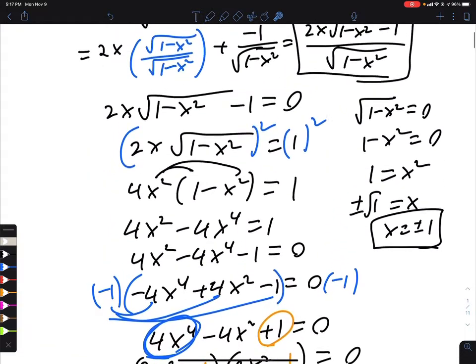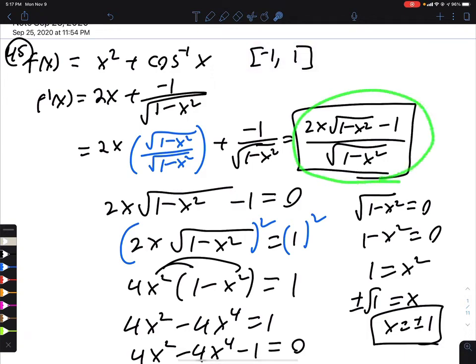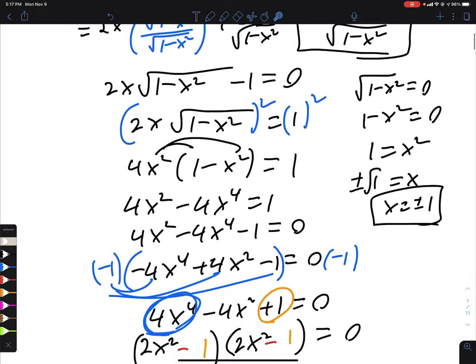Back to this derivative. Here's our derivative. A critical point is when that derivative is 0 or does not exist. When does a fraction not exist? When the denominator is 0, you learned that's a no-no. So therefore the function doesn't exist at that point. So I set that equal to 0, the denominator.